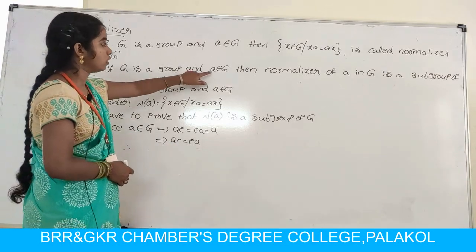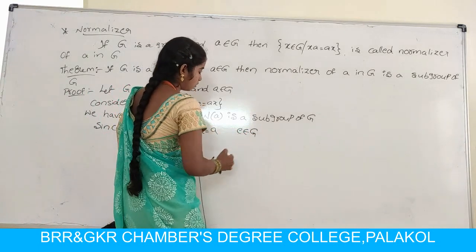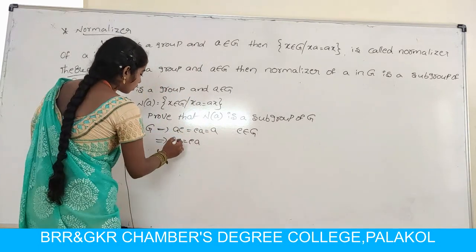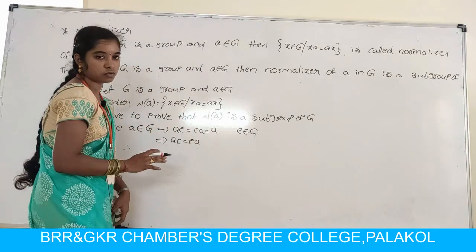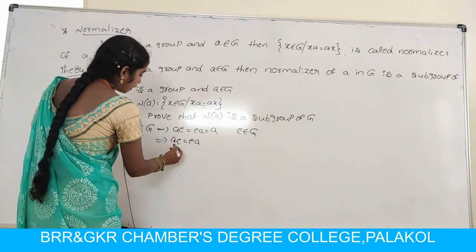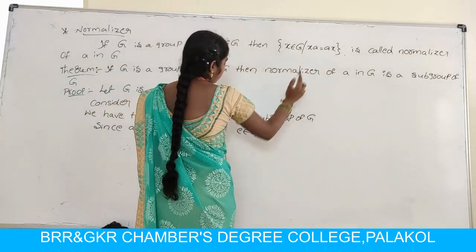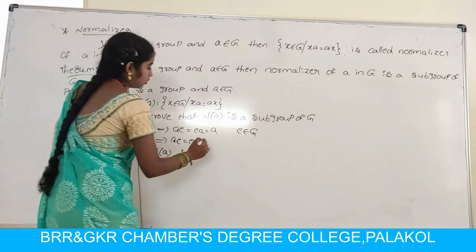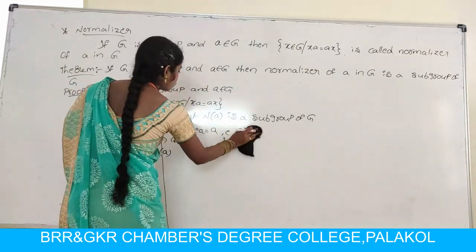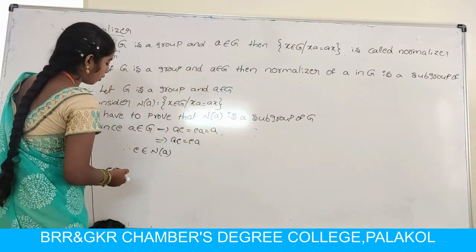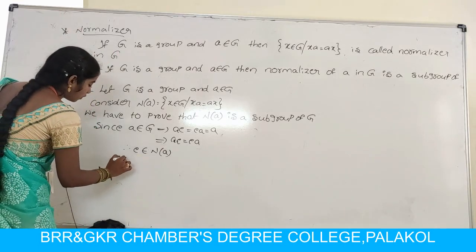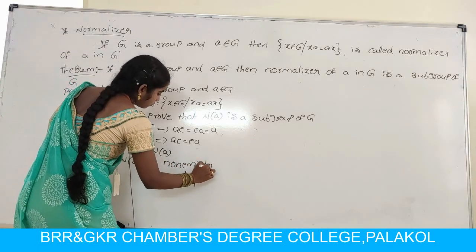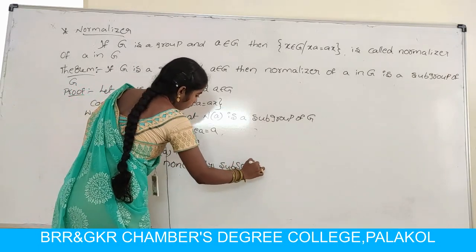Already given that A belongs to Z. Since E belongs to Z, it can be written as AE equals EA equals A. So only consider AE equals EA, which is the normalizer condition. Therefore E belongs to N of A. So E belongs to N of A means N of A is a non-empty subset of Z.